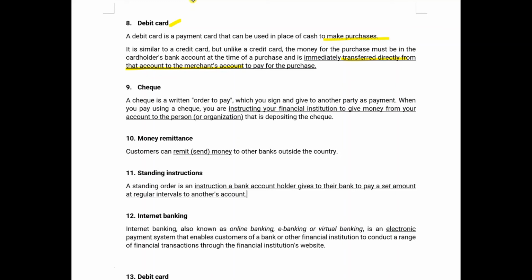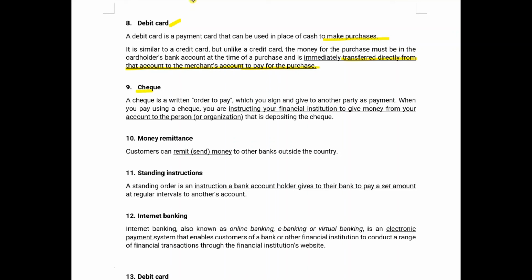I mean, for example, if you make a purchase at Hua, it will automatically deduct from your account and transfer to the seller's account to pay for the purchase. Okay, so there is a difference. Credit card is purchased on credit, whereas this one is directly deducted from your account, the money.